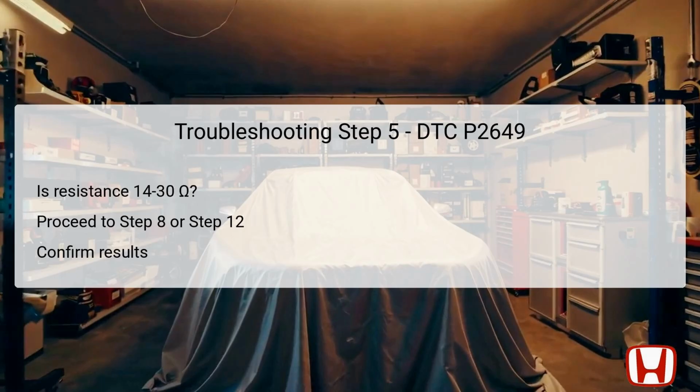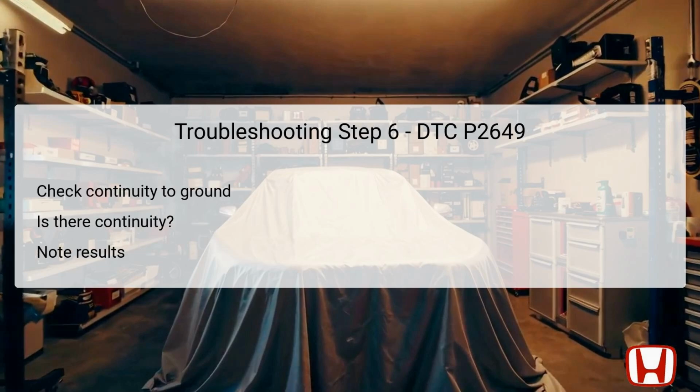Understanding the resistance value provides essential insight into the solenoid's operational capability, helping to isolate whether the issue stems from the solenoid itself or related components. In this step, you will need to check for continuity between terminal number 1 of the rocker arm oil control solenoid's 2P connector and body ground.